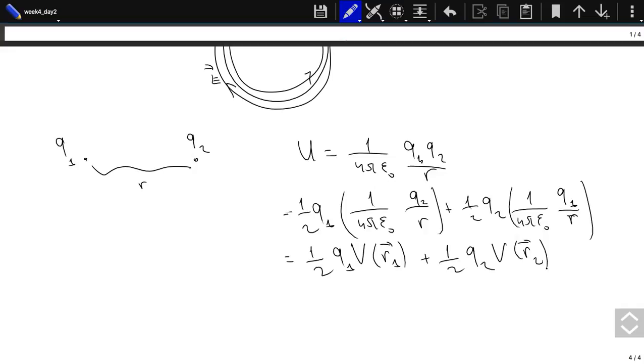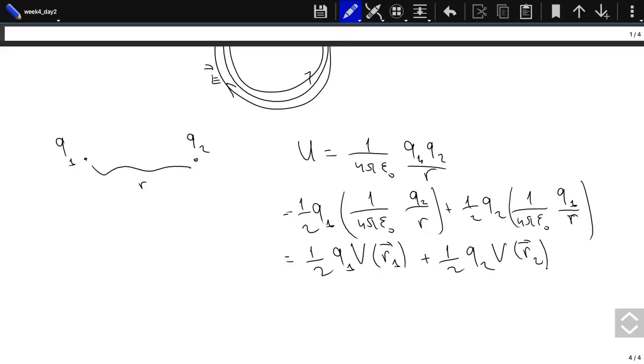Let's try to generalize it a bit more. We already know that if you bring one additional charge to your system and put it, let's say, at this point, then the potential energy of the system is increased by the potential at that point created by the other charges that are already present times the charge of your system. So that we already know. But let's say we already have all the charges. How can we calculate the potential energy of all the charges?